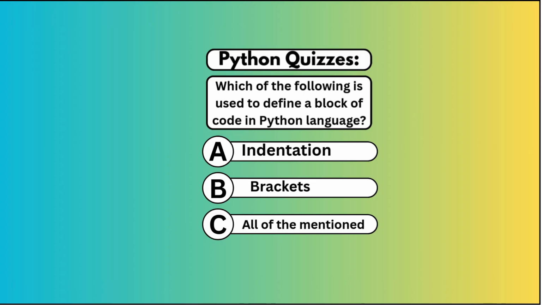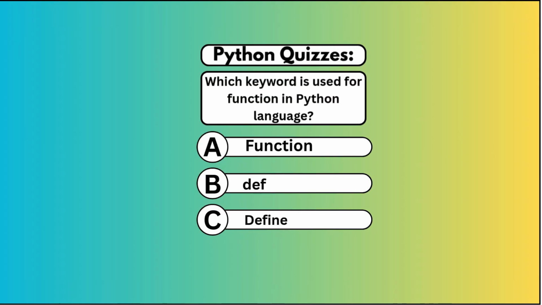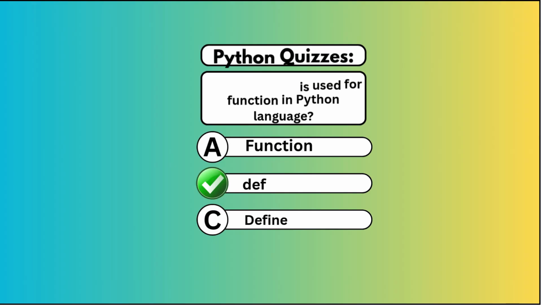In Python, to define a block of code, we use indentation. Indentation refers to white spaces at the beginning of the line. Number 9. Which keyword is used for function in Python language? The def keyword is used to create or define a function in Python.